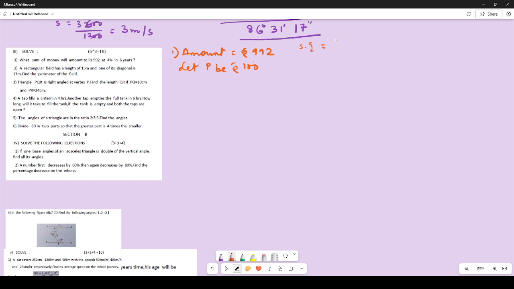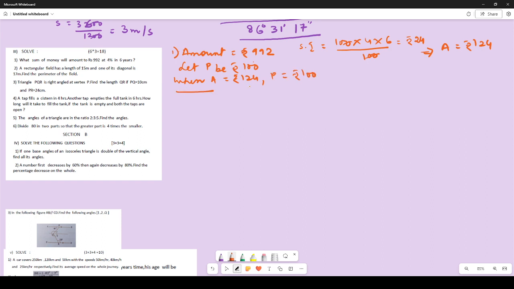SI equals 100 into 4% into 6 years by 100. So that makes it rupees 24. So with this SI, what does this mean? This implies that amount becomes rupees 124. How? Principal plus interest. Now this is the assumed amount, right? So we have when A is equal to rupees 124, then P is equal to rupees 100.